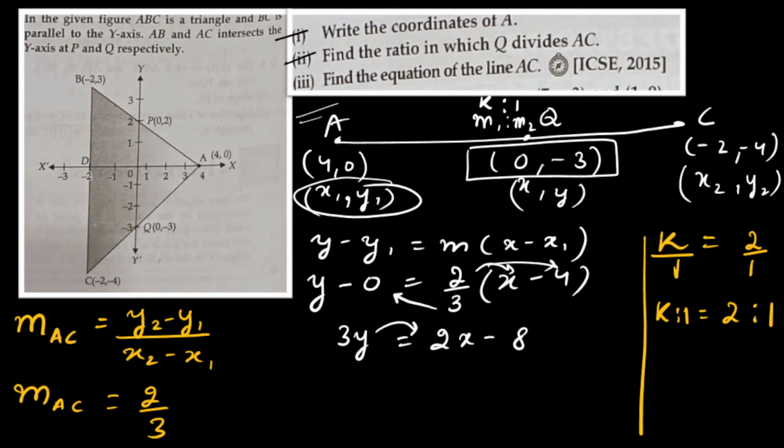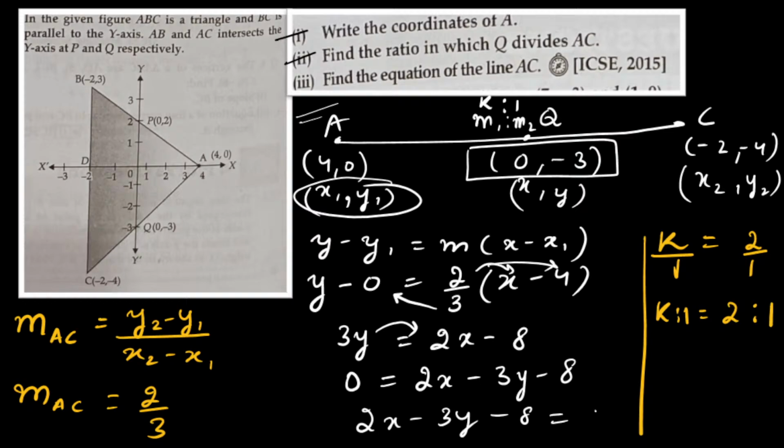So let's shift 3y to this side. So 0 is equals to 2x minus 3y minus 8, or we can write 2x minus 3y minus 8 is equals to 0. So this is the equation. I think you are getting. Monish and Tarun has given the answer. 2x minus 3y minus 8 is equals to 0.